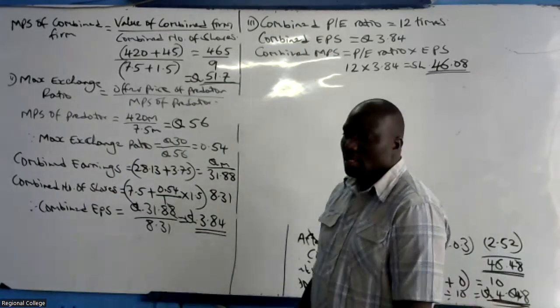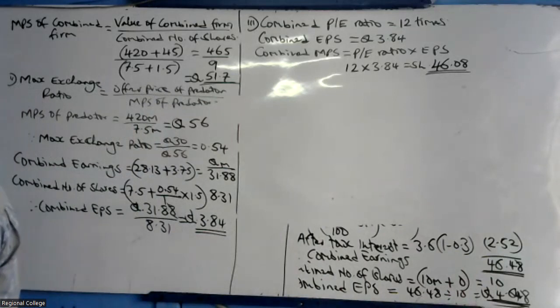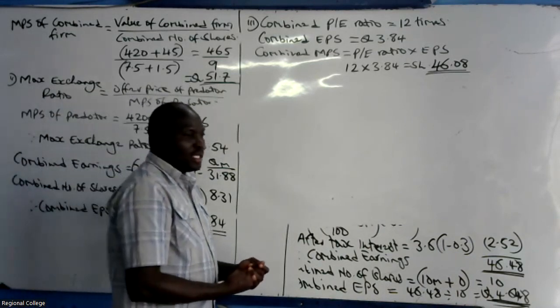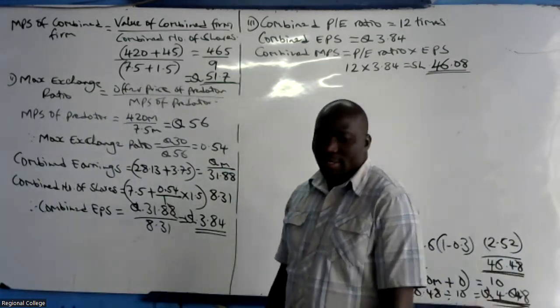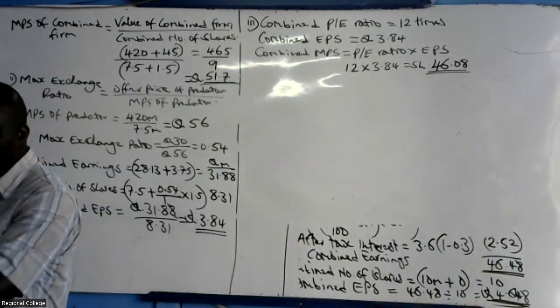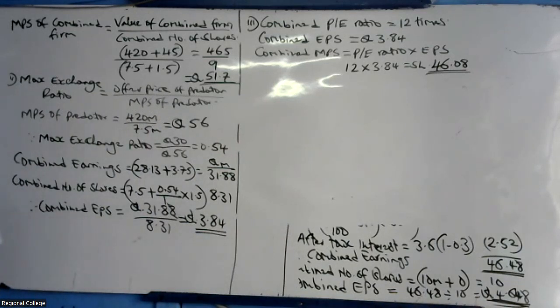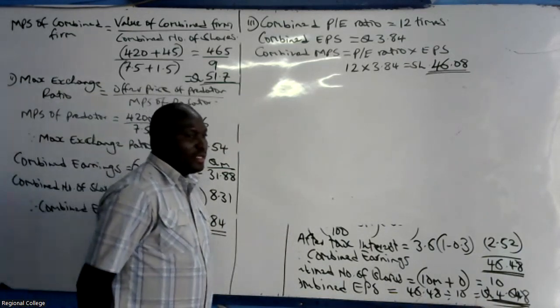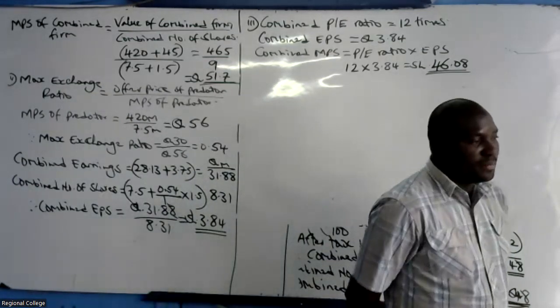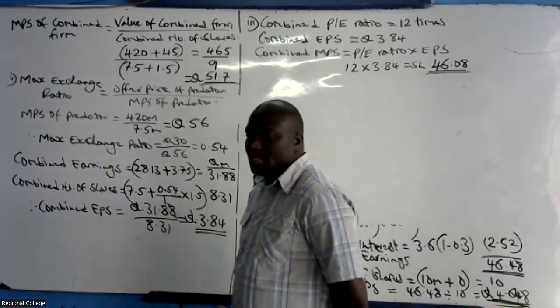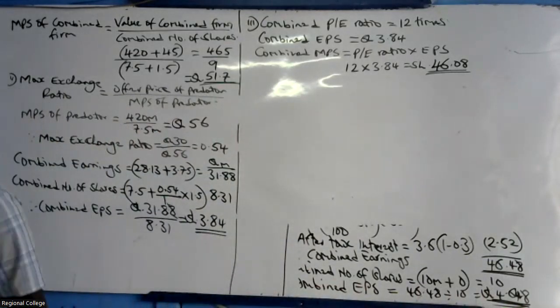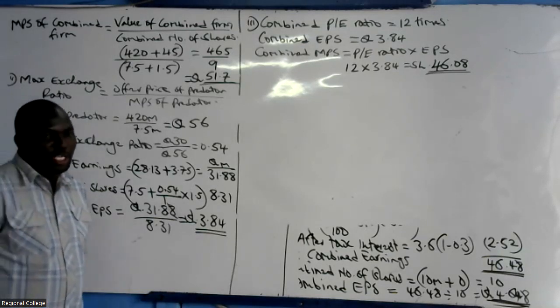So you just say, for Songo Limited to acquire Twiga Limited, the combined operations should increase the value of the firm and the combined earnings per share.